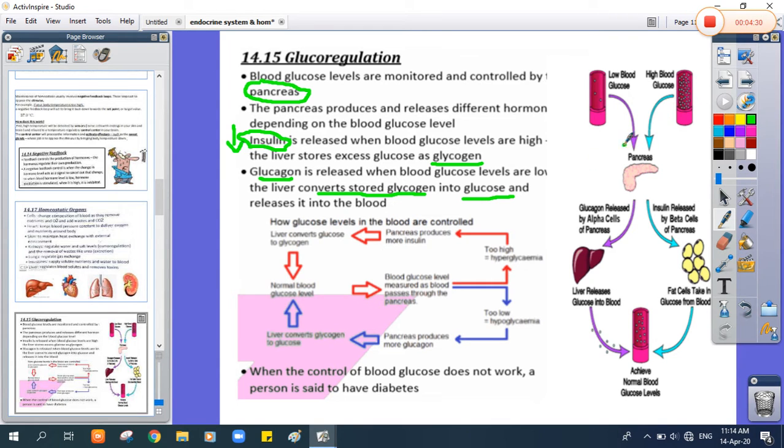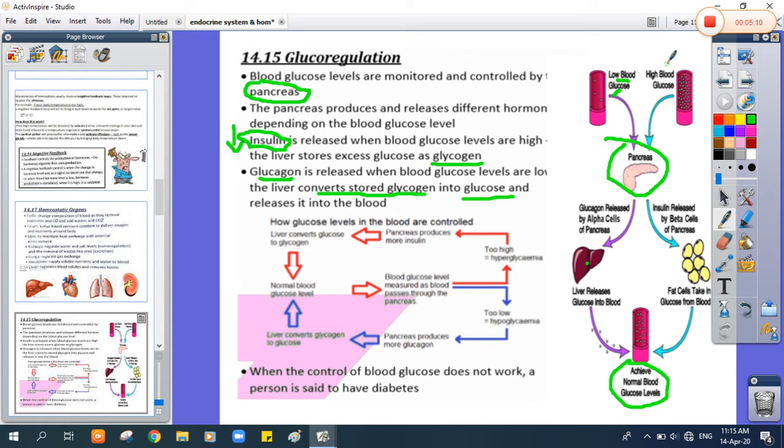This is the pancreas, okay? In the middle of the loop, we see, here you can see the low blood glucose. When it is low, the pancreas secretes glucagon hormone. So the glucagon is released by alpha cells of the pancreas and converts the stored glycogen in the liver into glucose and returns to a normal blood glucose level.